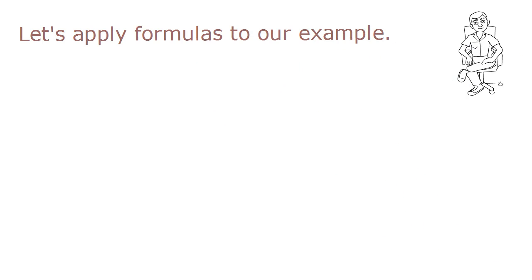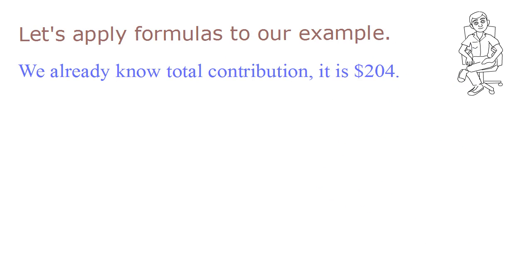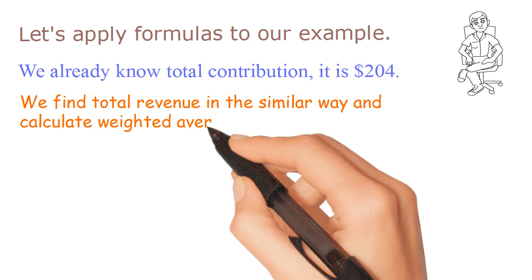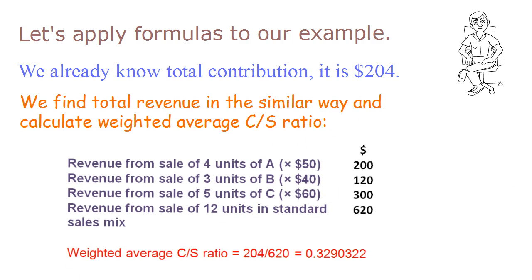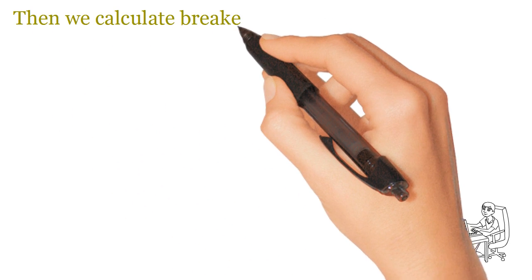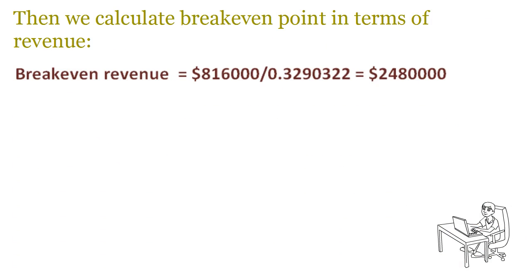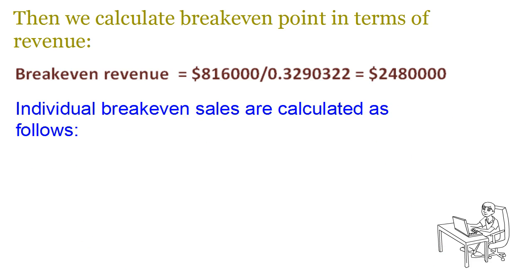Let's apply formulas to our example. We already know total contribution. It is $204. We find total revenue in the similar way and calculate weighted average CS ratio. Then we calculate break-even point in terms of revenue. Individual break-even sales are calculated as follows.